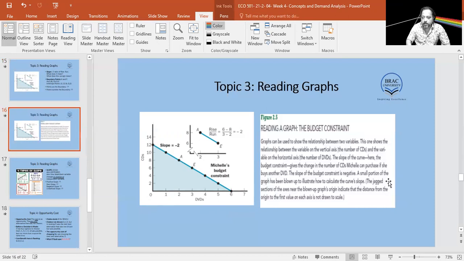And this is basically what Stiglitz and Walsh mentioned in their text, or the summary that we discussed so far.